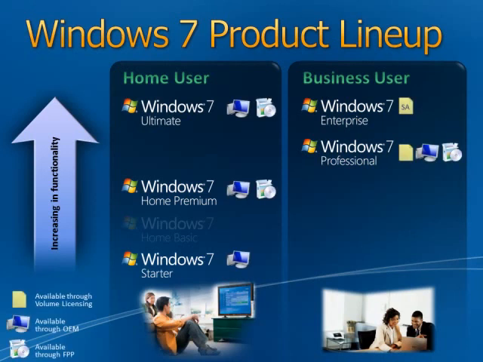So when you think about the channels through which you can purchase these licenses, if we look at the home user editions, they are all available through OEM, and then Home Premium and Ultimate are also available through full package product. If we look at Professional, you'll see it is available through all channels, so volume licensing, OEM and full package product. So this is actually a great edition for any type of user. And the Enterprise edition is a Software Assurance benefit, so you would purchase that by purchasing Windows 7 Professional and then putting Software Assurance on top of it.